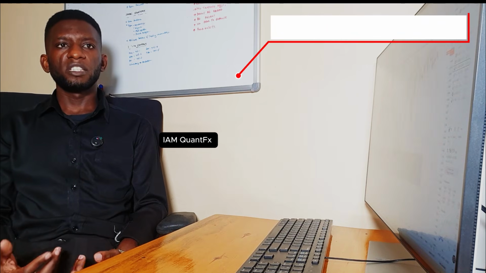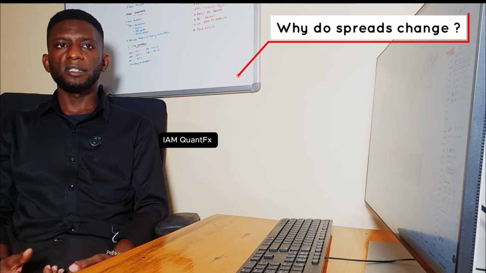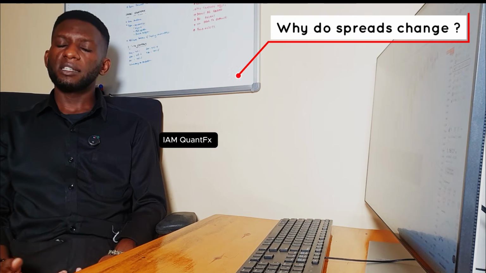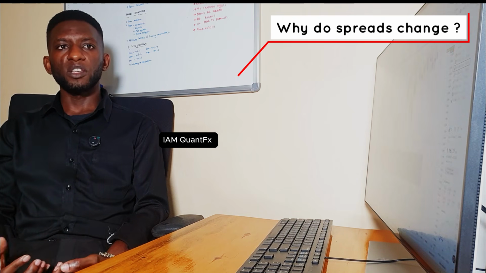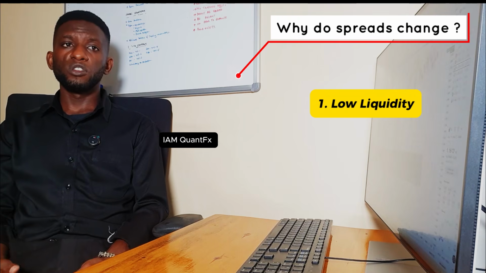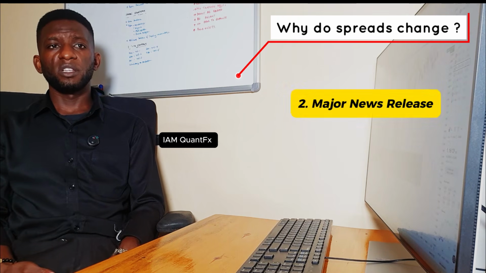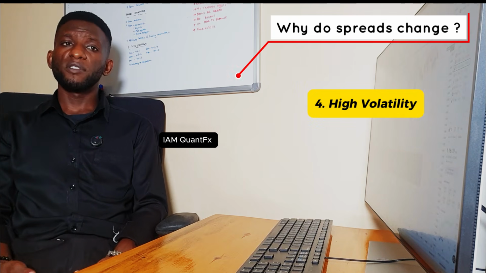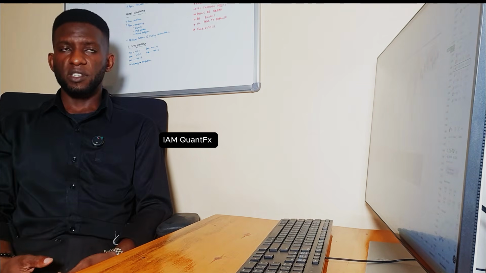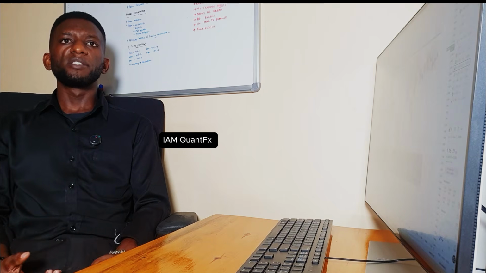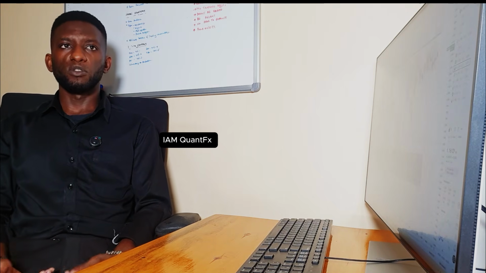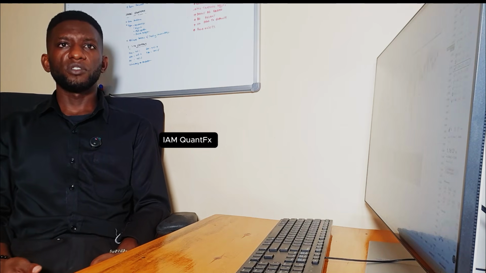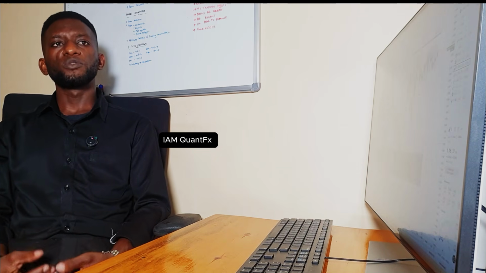Why does the spread change? Spreads are not always fixed. They can widen or narrow, depending on the market conditions. These are some of the common reasons why the spreads change: in case of low liquidity, in case of major news release, in case of market opening and market closing, in case of high volatility in the market. Take note, during important news events, spreads become significantly wider than normal. This is one of the reasons why experienced traders avoid entering positions immediately before major news release.